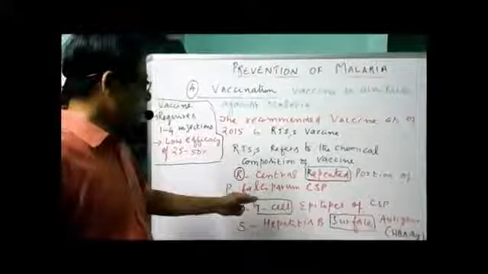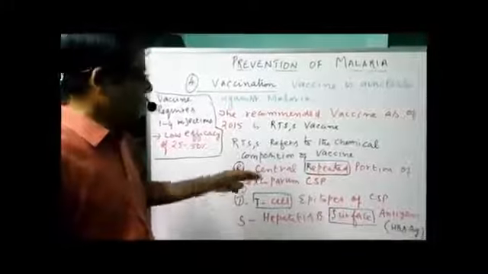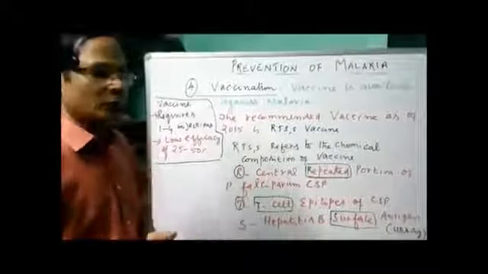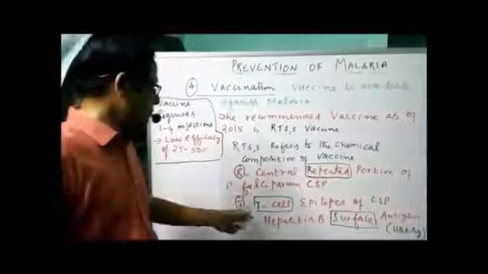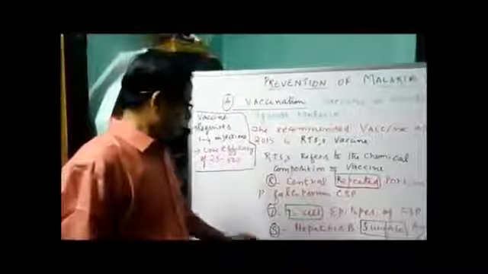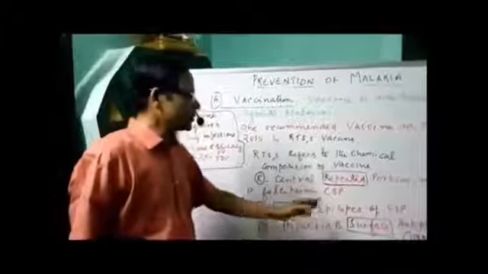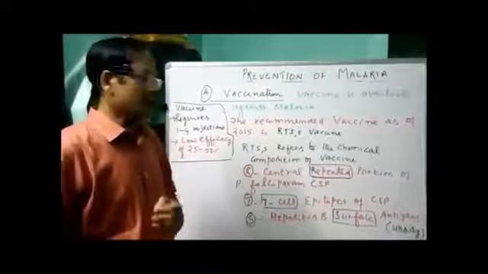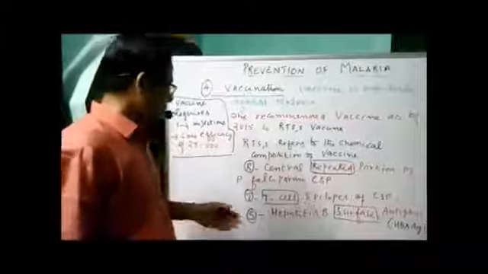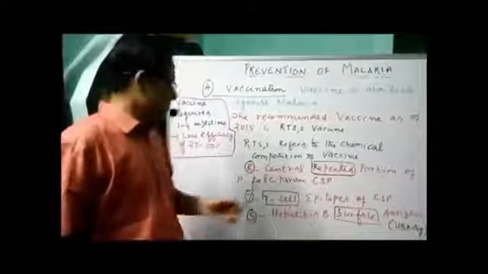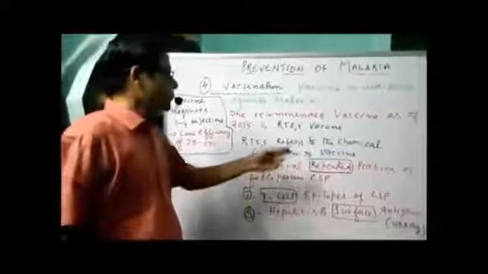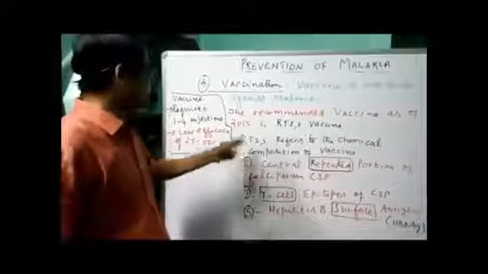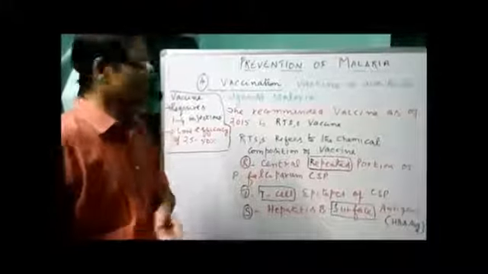The T refers to T cell epitopes of CSP. Epitopes, we can say, are the part of the antigen which makes contact with the antibody. We'll discuss this under immunology. Okay, T refers to T cell epitopes. And S refers to hepatitis B surface antigen, otherwise called Australian antigen, normally used against hepatitis B. So these are the three components present in the vaccine: the surface antigen, the T cell epitopes, and the repeated portion of Plasmodium. That's why RTS refers to the chemical composition of that vaccine.